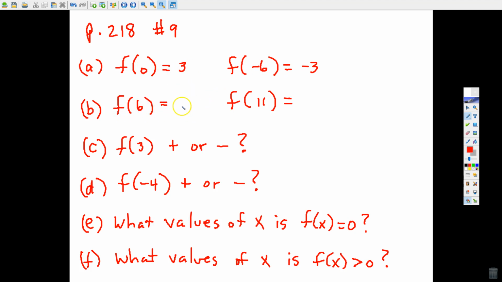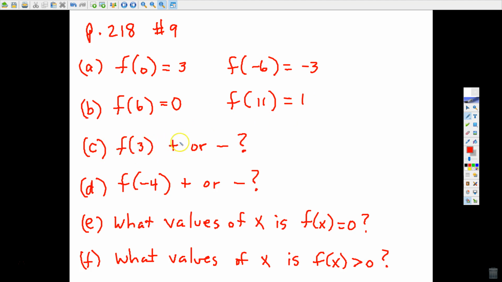All right, same idea for letter B. What is f of 6? Well, if 6 is the input, then apparently 0 is the output. I see the point (6, 0) there, of course, on the x-axis. And then the second part of that problem is what is f of 11? So look for an ordered pair where the x-coordinate is 11 all the way to the right, and the y-coordinate would be 1. Okay, not too bad.